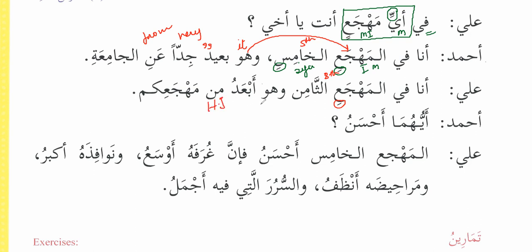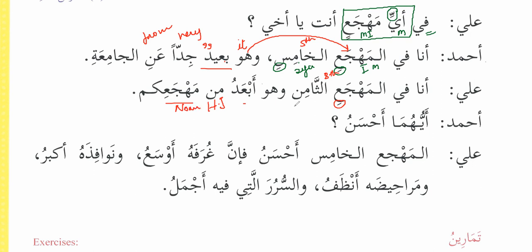From ba'id, it's made abadu. It is abadu, farthest. Farther. Farther means it's in comparison, not the farthest, superlative, but in comparison. Farther from mahja'ikum. So here, the damir is not coming, but the noun has come with the harf jar. So it is farther from your hostel.